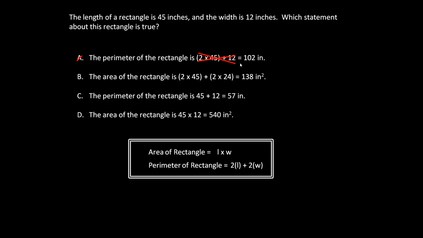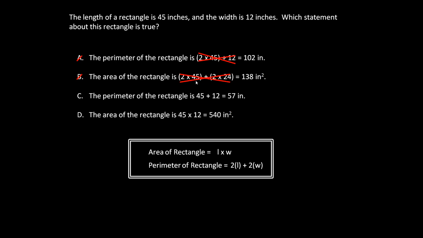The area of a rectangle is 2 times 45 plus 2 times 24, which equals 138 inches squared. Okay, so we're dealing with area, and this is the equation we're given. Well, the equation for area is a very simple equation. It's length times width. This doesn't look simple. In fact, it's complicated. In fact, it is the equation for perimeter of a rectangle. So that one definitely doesn't work. So we can mark this one out. So statement B is incorrect.